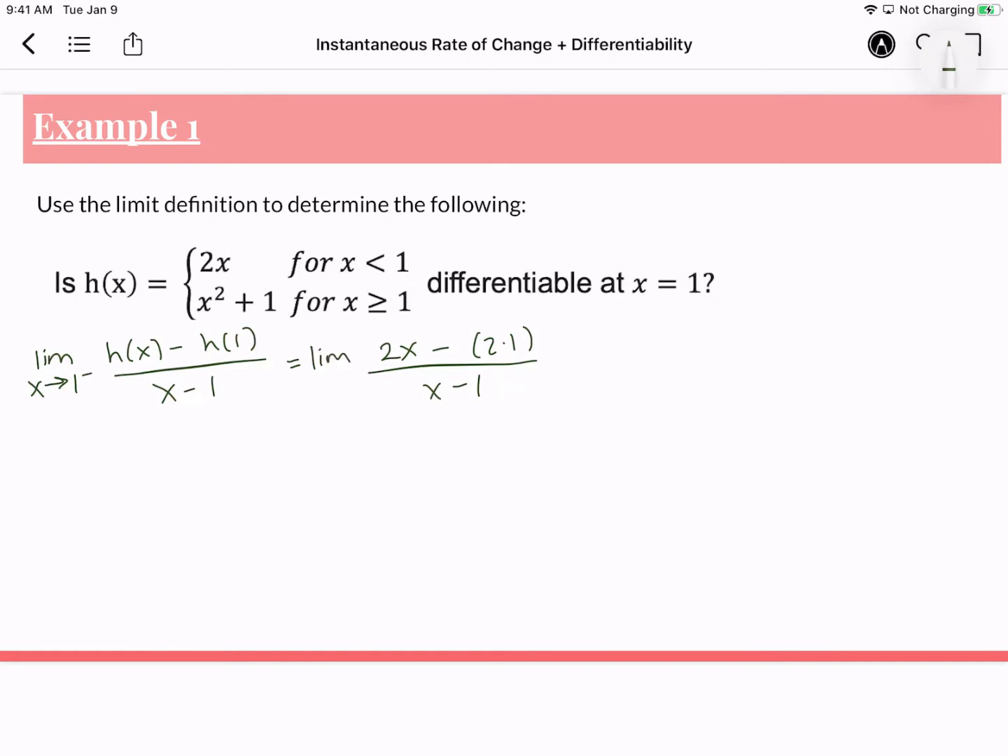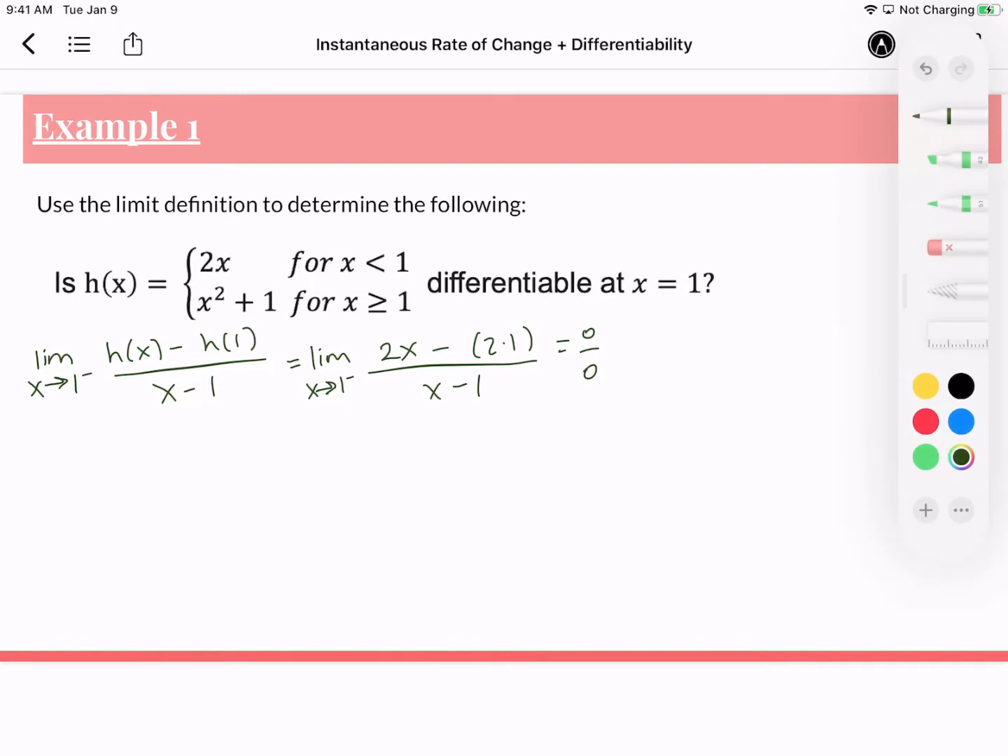Gotta keep writing it. So even if you're like Miss Patterson and you only remember at the end, make sure to always add that limit until we actually solve it. So if I try to plug in my point 1, I'll get 0 over 0, which is an indeterminate form. So I can't take this limit yet. I've got to do some work on it.